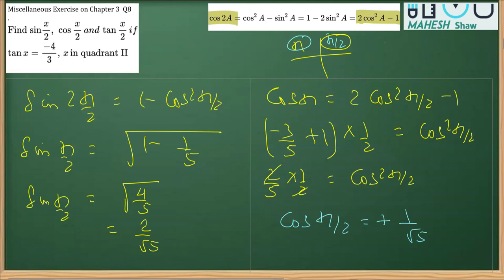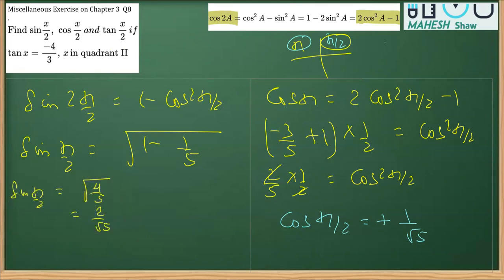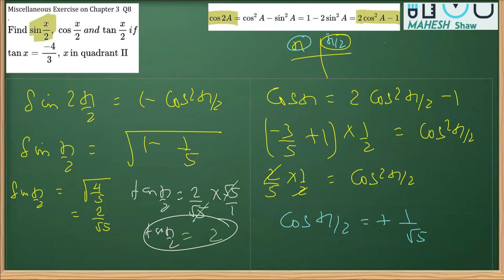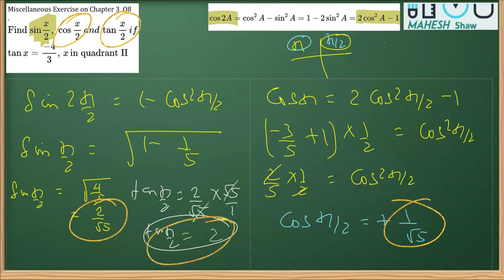So once we have the value of cos x by 2 and sine x by 2, we can easily obtain the value of tan x by 2. And tan is sine by cos. So tan x by 2 is equal to sine x by 2, that is 2 by root 5, divided by cos x by 2, which is 1 by root 5, because dividing is the same as multiplying with the reciprocal. If I reduce it further, root 5 and root 5 get cancelled. So we get 2 as the final answer for tan x by 2. So we had to determine sine x by 2, whose value we have obtained as this. We had to determine cos x by 2, which is this, and tan x by 2, which is 2. And that's how this question is completed.